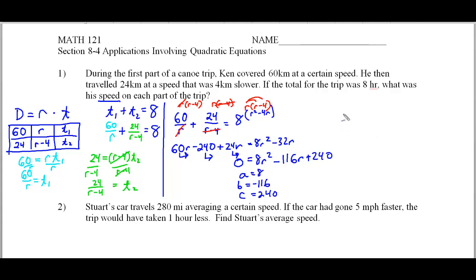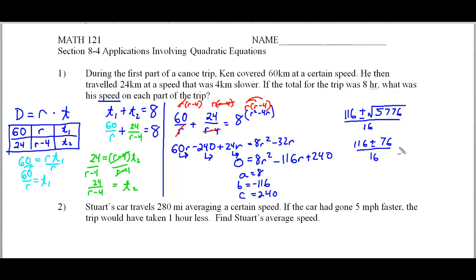The quadratic formula starts off with negative b plus or minus the square root of b squared minus 4ac. Now I've done some computing on a scratch piece of paper, and I found that the determinant is going to be 5,776, divided by 2 times a, and 2 times a is going to be 16. 5,776 is a perfect square, so this is 116 plus or minus 76 divided by 16.